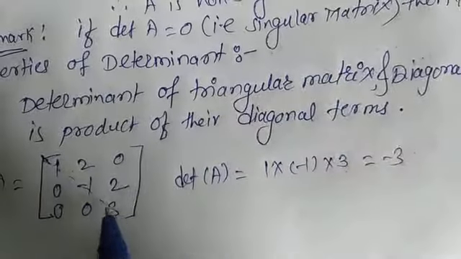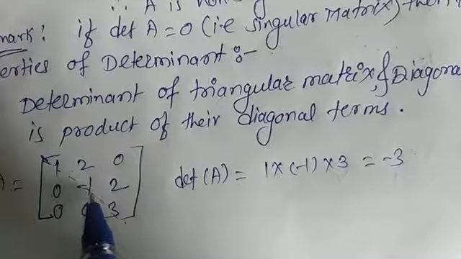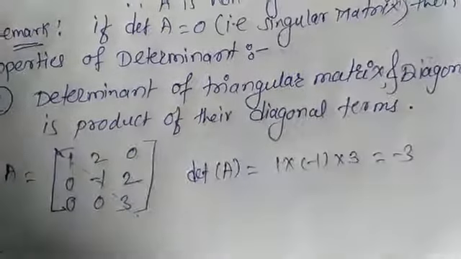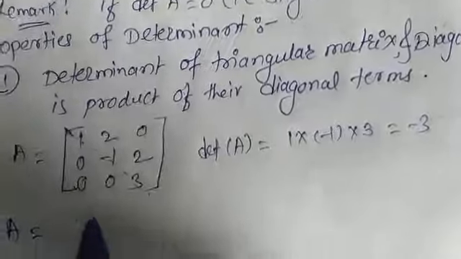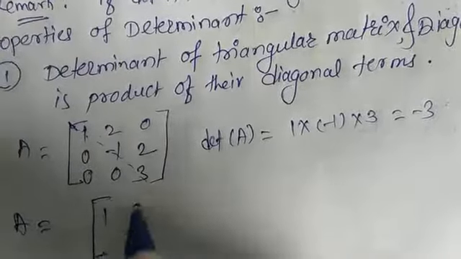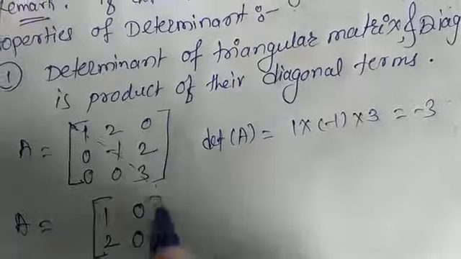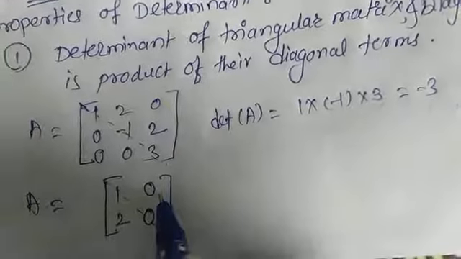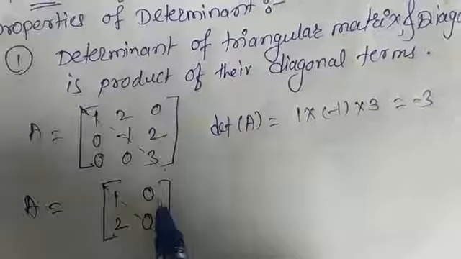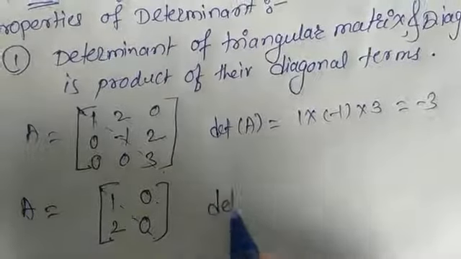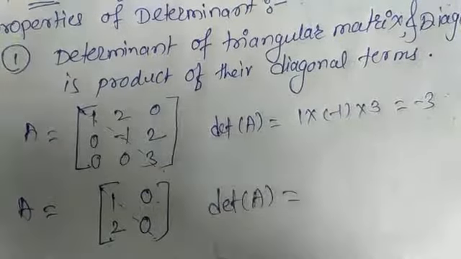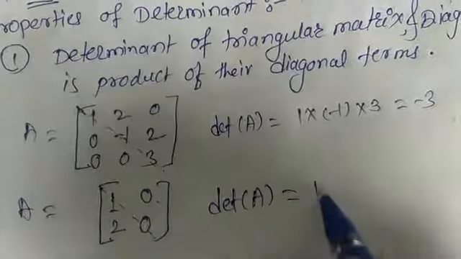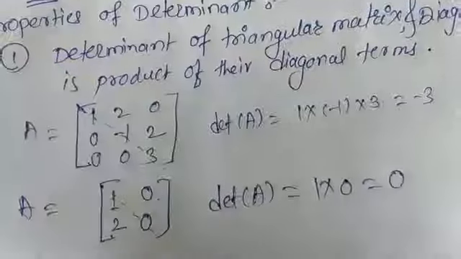If one of the diagonal entries is 0, then the determinant will also be equal to 0. Okay, for example, if A is equal to the matrix [1, 0; 2, 0], here entries above the diagonal are 0. It is a lower triangular matrix. So determinant of A is equal to the product of the diagonals. Here diagonal entries are 1 and 0, which is 1 into 0, equal to 0.